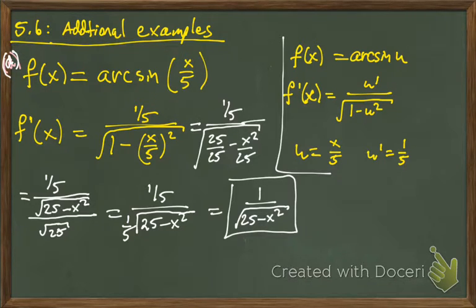And in the next additional example, letter F from our note handout, we're going to be taking the derivative of 25 arc sine of x over 5. So that derivative will be 25 over the square root of 25 minus x squared. Okay, so let's go ahead and look at the next one.